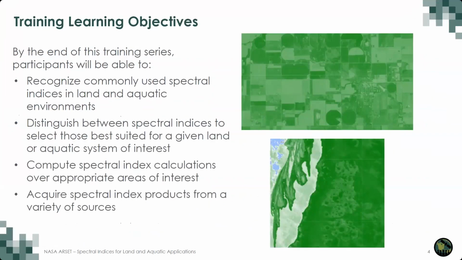We hope by the end of this training, you will be able to recognize commonly used spectral indices in land and aquatic environments, distinguish between spectral indices to select those best suited for a given land or aquatic system of interest, compute spectral index calculations over appropriate areas of interest, and acquire spectral index products from a variety of sources.